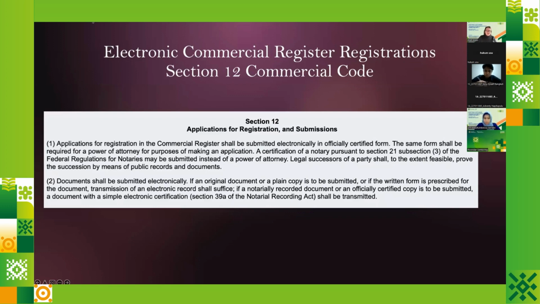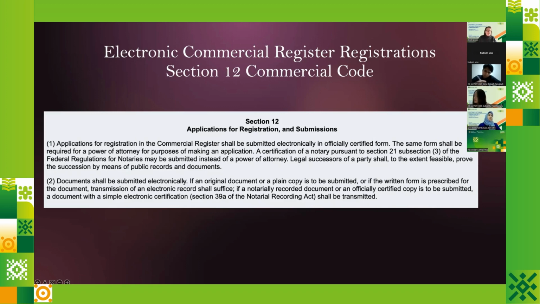This is Section 12 of the Commercial Code, which is an example for the electronic commercial register registrations. And later we will come to that also. Applications for registration in the commercial register, for example, founding of a commercial company or a firm, shall be submitted electronically in officially certified form. The same form shall be required for a power of attorney for the purpose of making application. Certification of a notary pursuant to Section 22, subsection 3 of the Federal Regulations for Notaries may be submitted instead of a power of attorney. Legal successor for party shall, and so on.